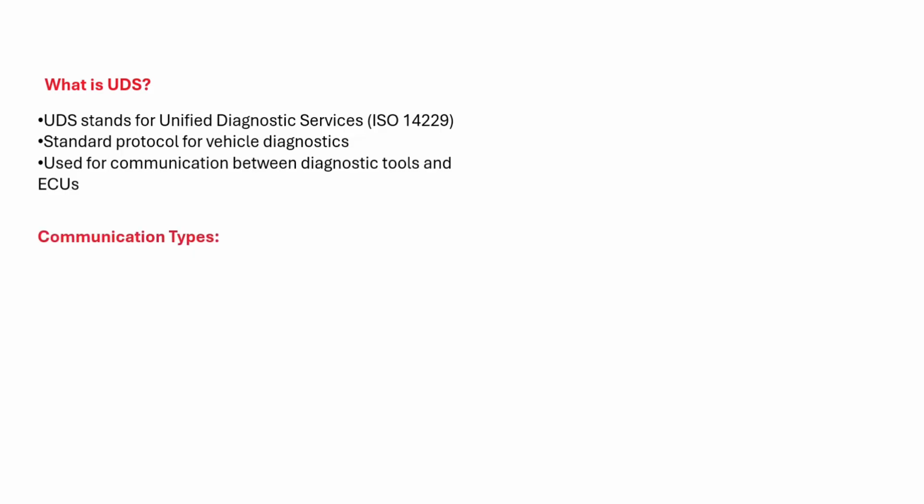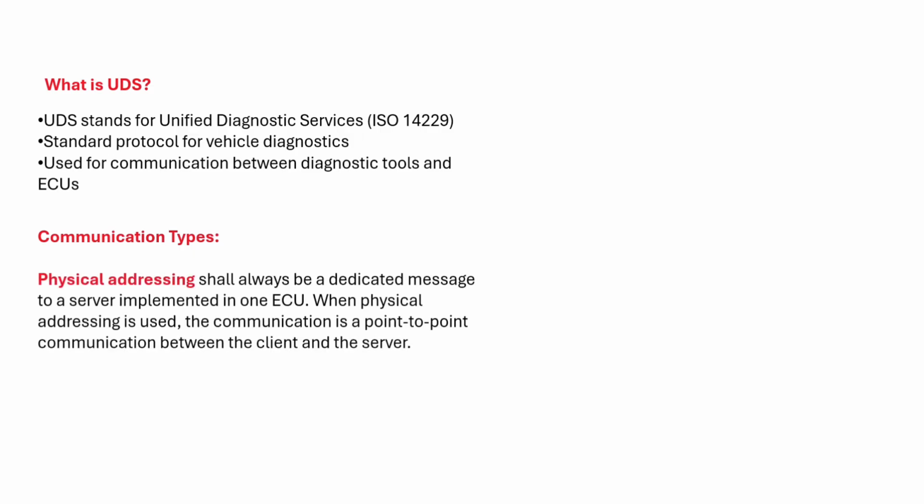And the main thing we have is the communication type. How can we communicate to ECUs? There are two different types of communication. One is physical addressing, which we also call point-to-point communication. The tester tool is directly connected to the ECU. For that particular ECU, one physical channel will be established. From that, we continuously send the request to the server and receive the response from the server. This continuous communication happens with the dedicated channel. That is physical addressing.